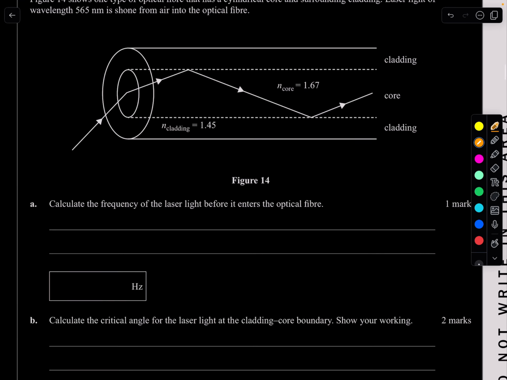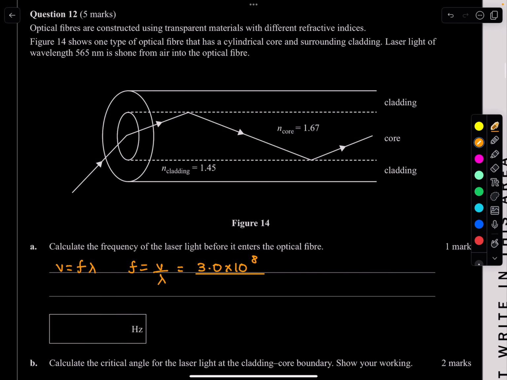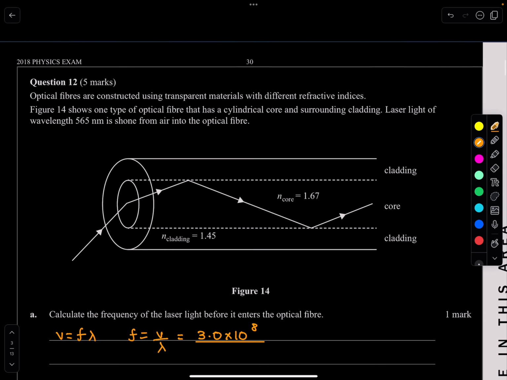Easy. Now we know, again, velocity is equal to frequency times wavelength. So we want to calculate the frequency, which is basically velocity over wavelength. Now velocity, because it's laser light, is going at the speed of light. So 3.0 times 10 to the power of 8 all over your wavelength. So what is your wavelength? They did tell us, yeah?